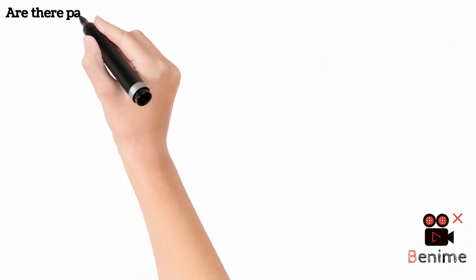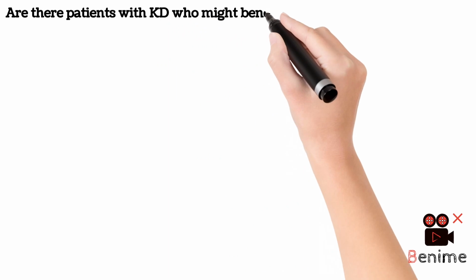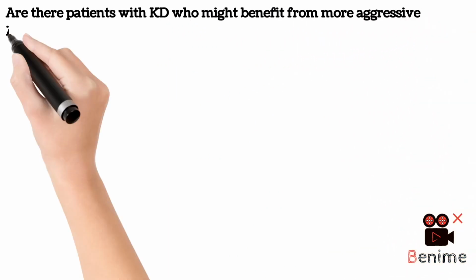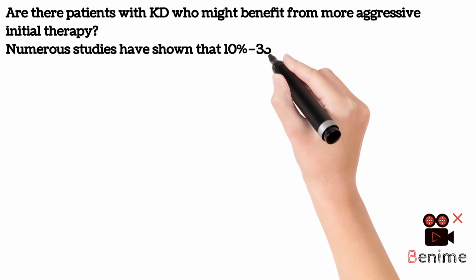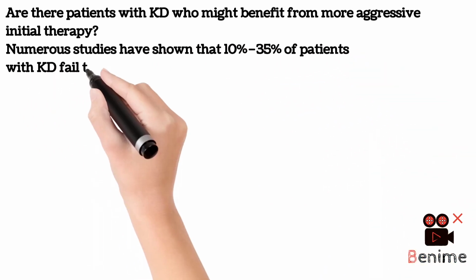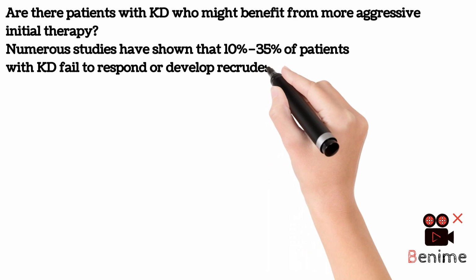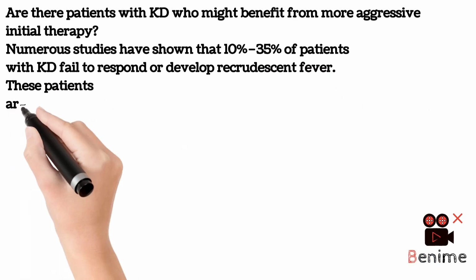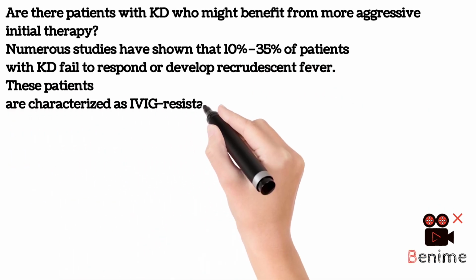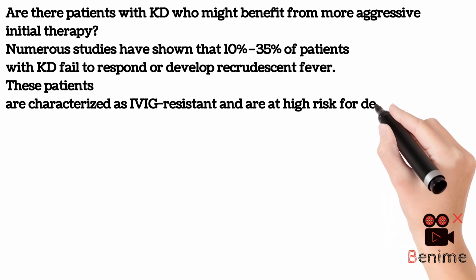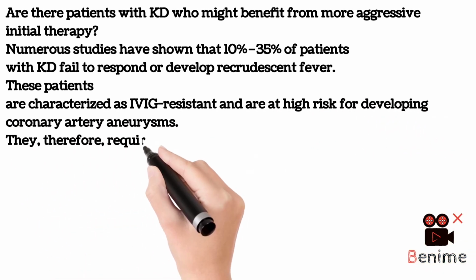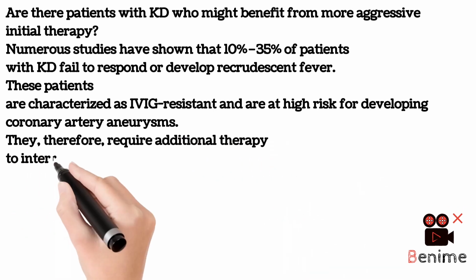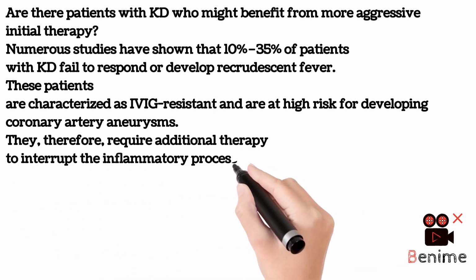Are there patients with KD who might benefit from more aggressive initial therapy? Numerous studies have shown that 10%–35% of patients with KD fail to respond or develop recrudescent fever. These patients are characterized as IVIG resistant and are at high risk for developing coronary artery aneurysms. They, therefore, require additional therapy to interrupt the inflammatory process.